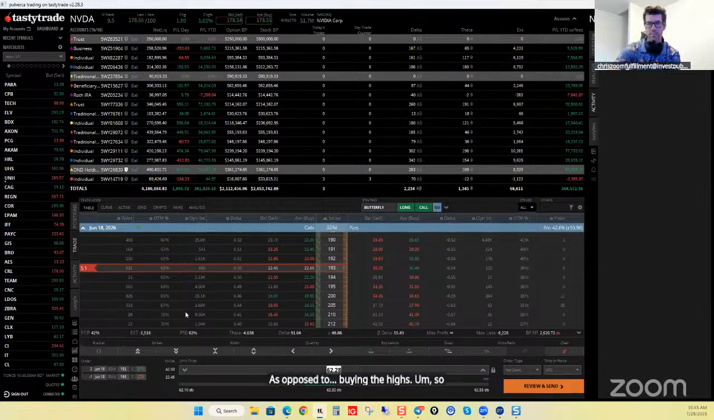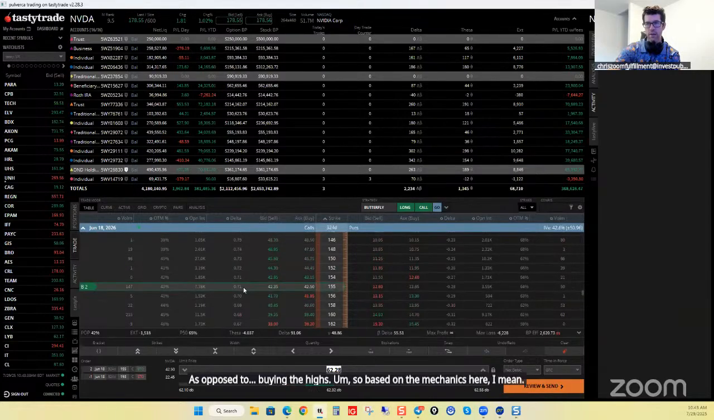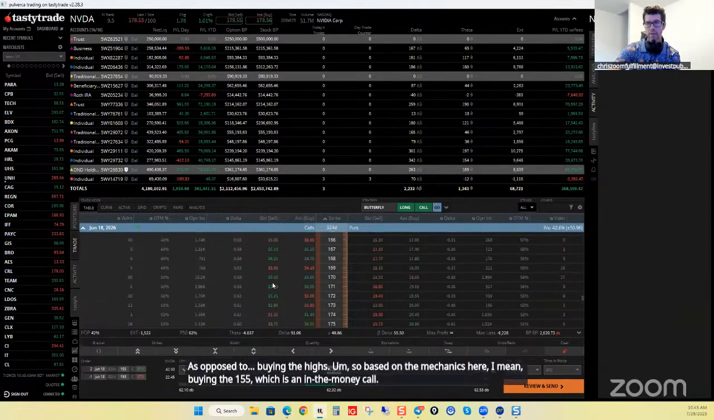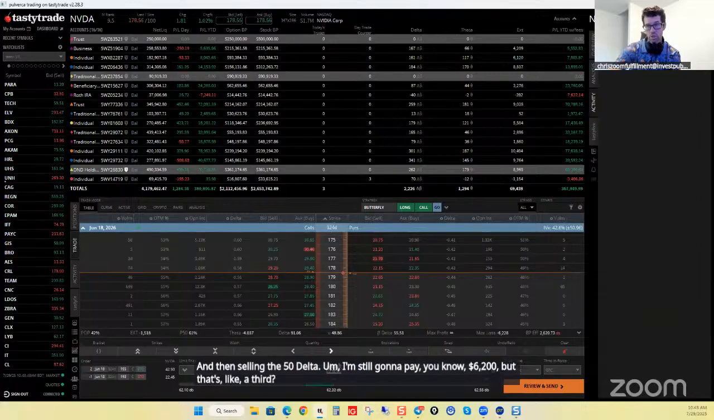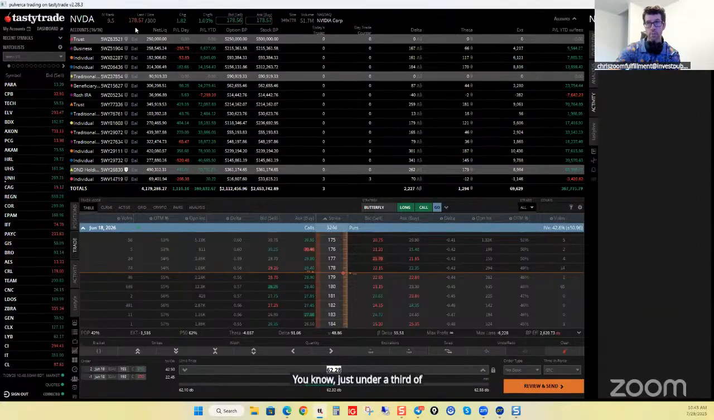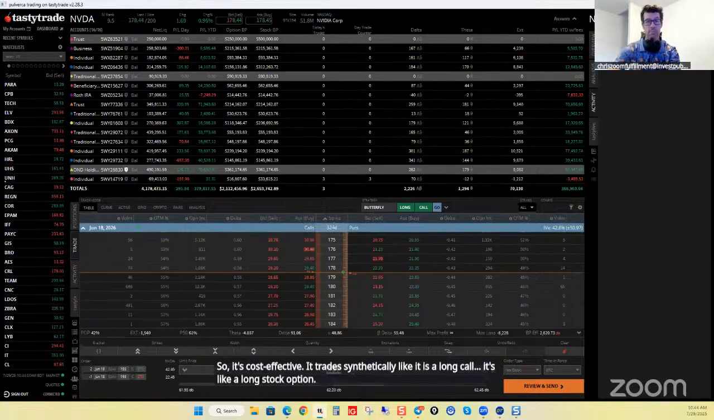So based on the mechanics here, buying the 155, which is an in the money call, and then selling the 50 delta, I'm still going to pay $6,200, but that's just under a third of what it would cost me to buy 100 shares. So it's cost effective. It trades synthetically like a long stock position.